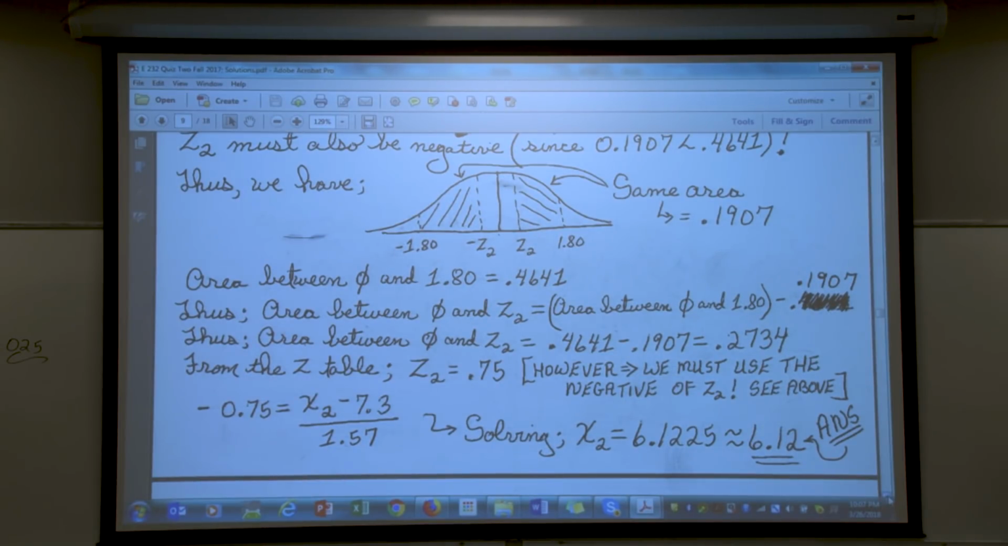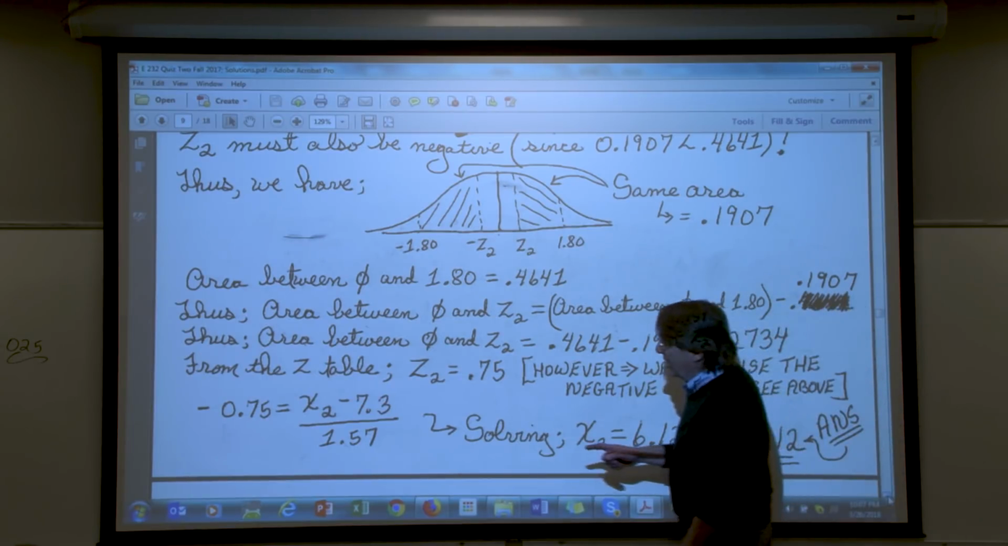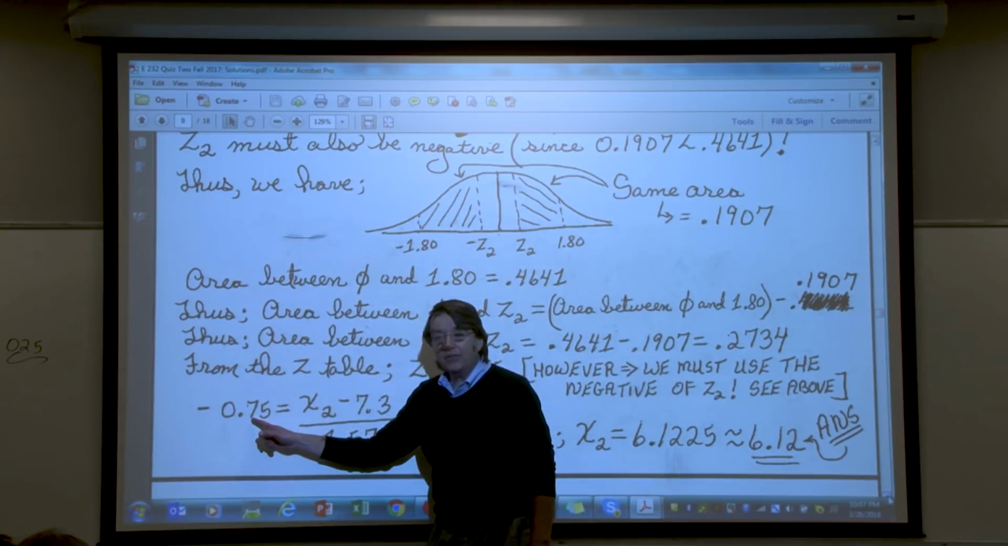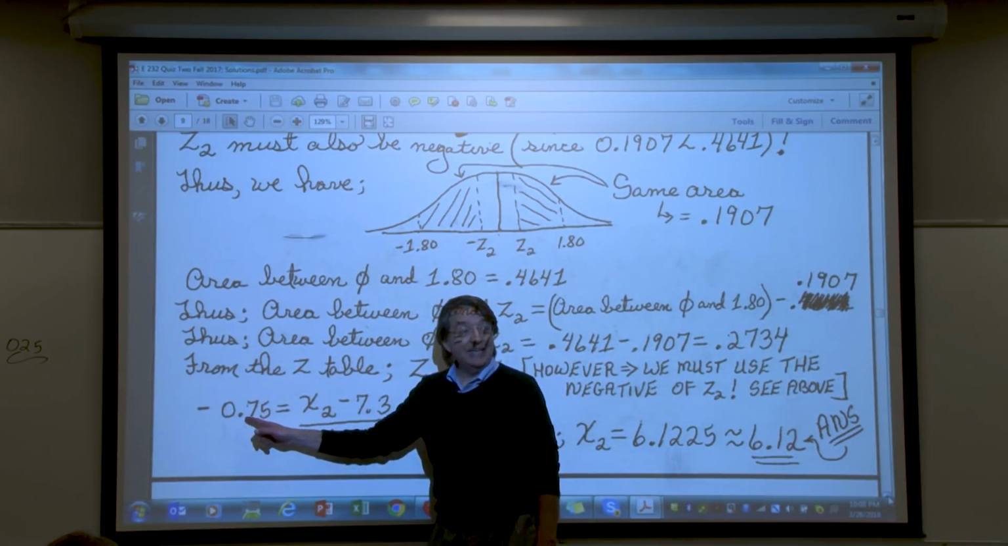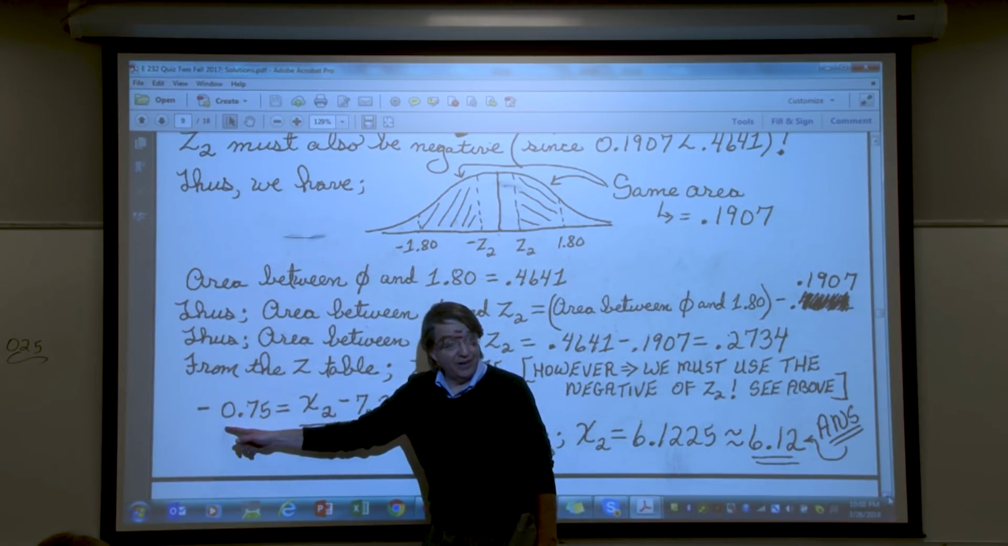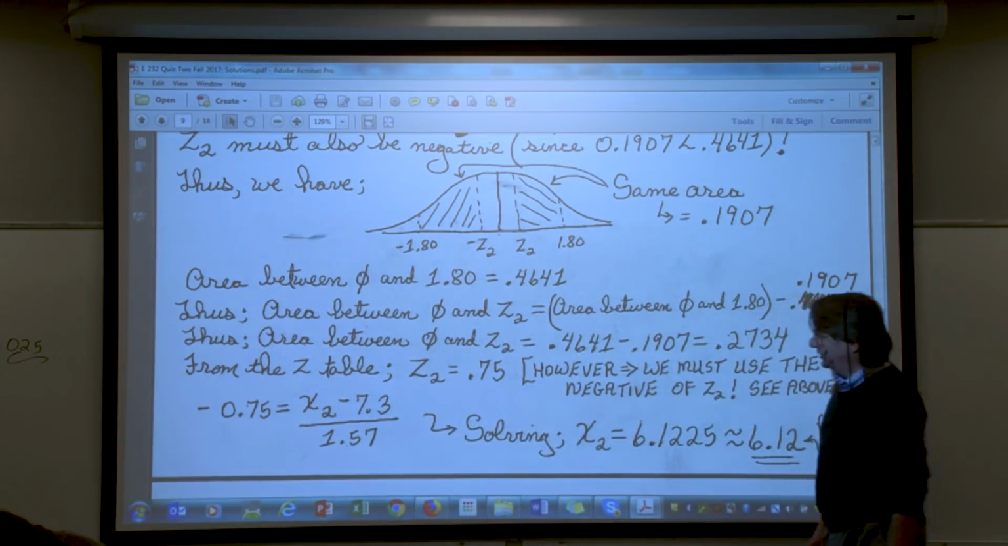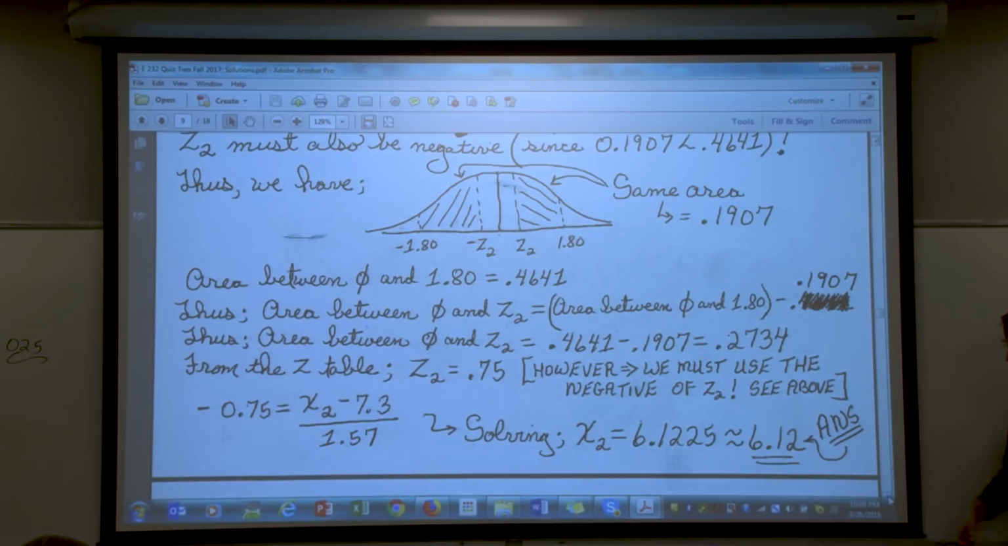We have to be careful. If I now go back to solve for x2, do not use 0.75. It's negative 0.75. You then use negative 0.75, and you get the value of x2 to be 6.12.